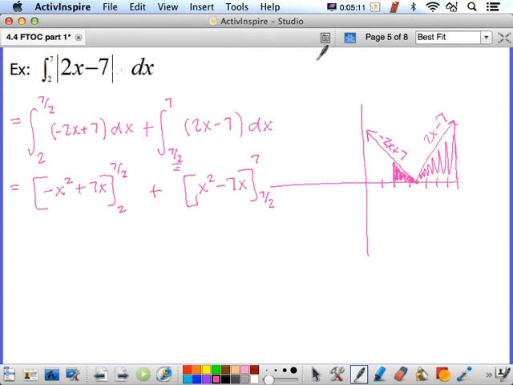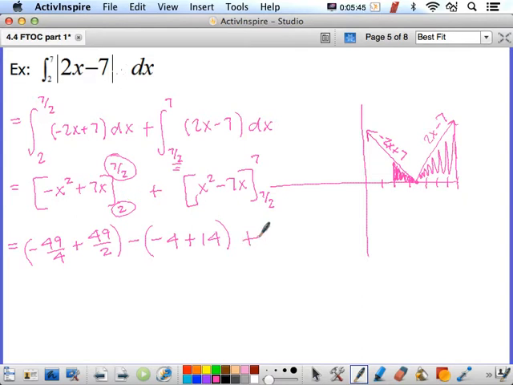So now we're going to evaluate these. We'll put 7/2 in, and that will give me negative 49/4 plus 49/2. So I've evaluated the 7/2. Then I'm going to subtract from that what I get when I evaluated it at 2. So that would be negative 4 plus 14. That takes care of my first integral.